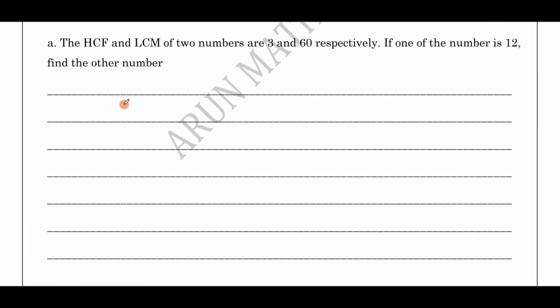HCF and LCM of two numbers are 3 and 60 respectively. That means they have given HCF as 3 and LCM as 60. One of the numbers is 12. We should find out the other number. You know the relation between HCF and LCM and the two numbers: HCF into LCM equals the product of the two numbers.